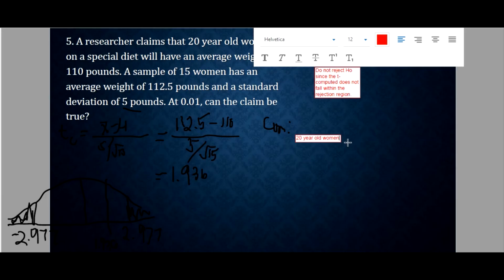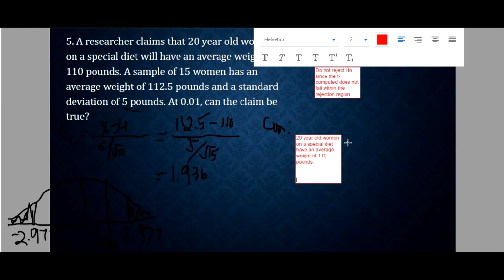"20-year-old women on a special diet have an average weight of 110 pounds."